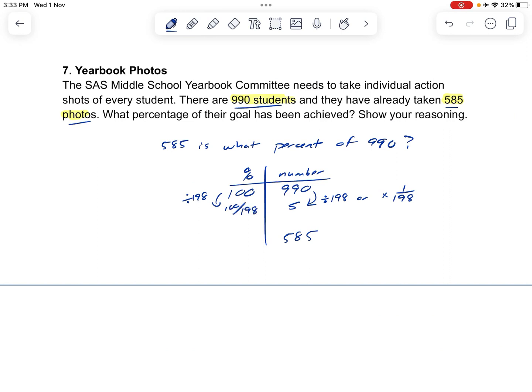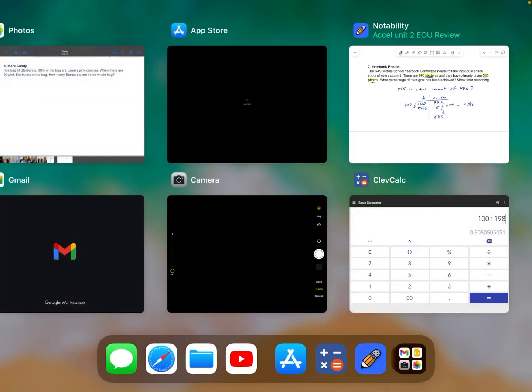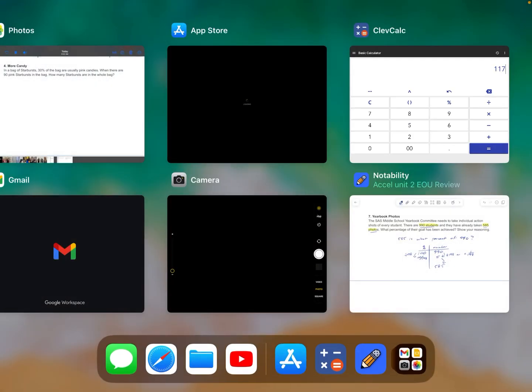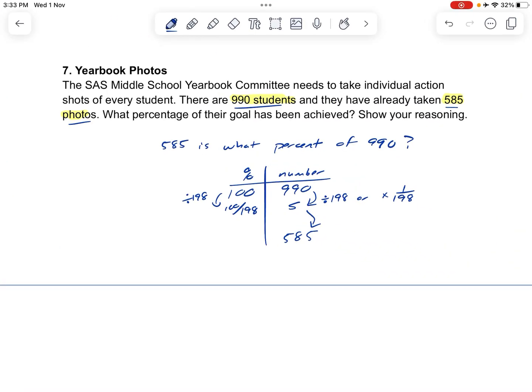Okay. Now I'm going to scale this up. I want to go from 5 up to 585. So I need to know how many times 5 goes into that. I'm going to use my calculator since I've got it open. So I've got my 585, divide that by 5, see how many times it goes in there, 117 times. Okay, so that means I need to multiply this by 117. So I've got to do the same thing to that fraction, multiply that by 117.